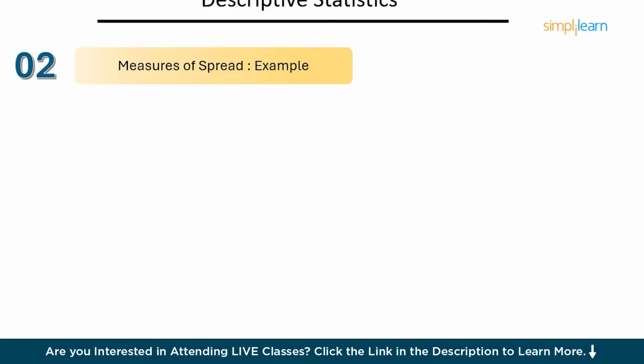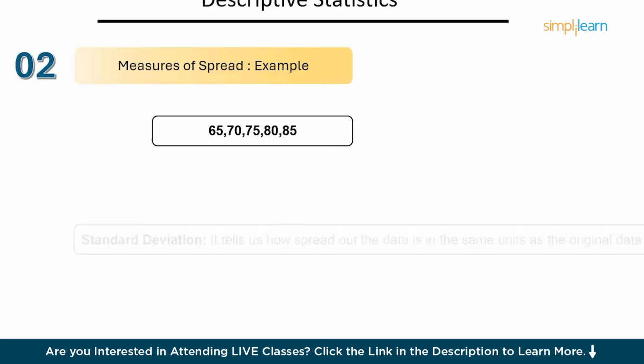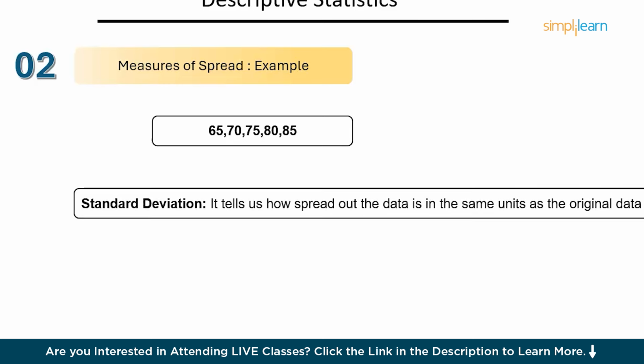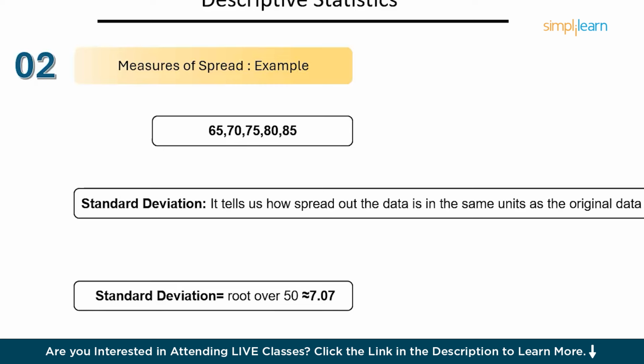Now moving on to find the standard deviation. The standard deviation is the square root of the variance. It tells us how spread out the data is in the same units as the original data. The standard deviation is the square root of 50, which is approximately equal to 7.07.